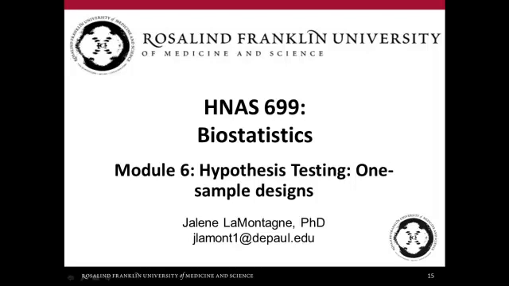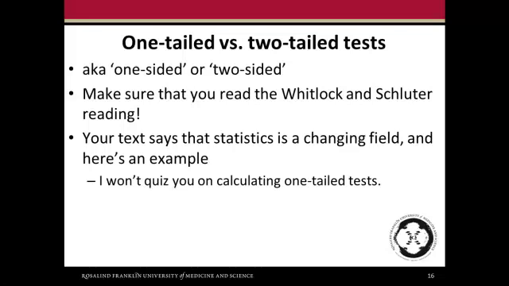This is another mini lecture for Module 6 on hypothesis testing. One topic that's covered in the textbook a little bit, and there's also a supplemental reading on, is the idea of one-tailed versus two-tailed test, also referred to as one-sided or two-sided tests. And make sure that you also read the Whitlock and Schluter reading.